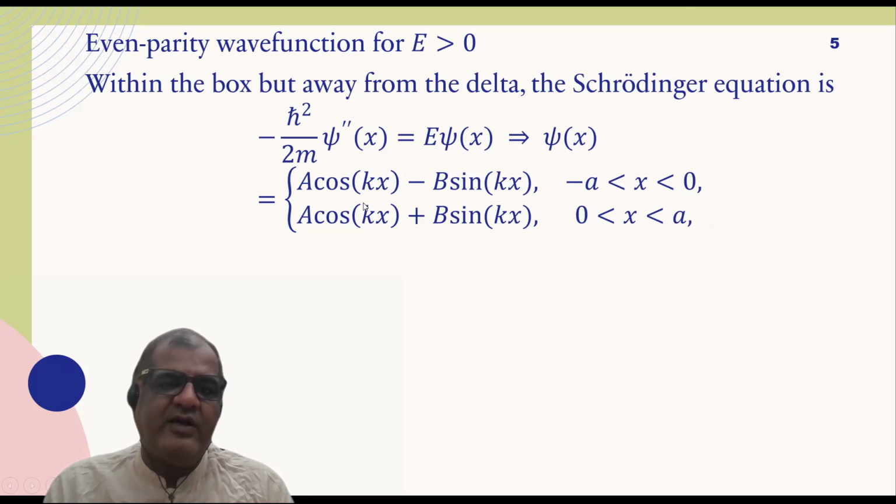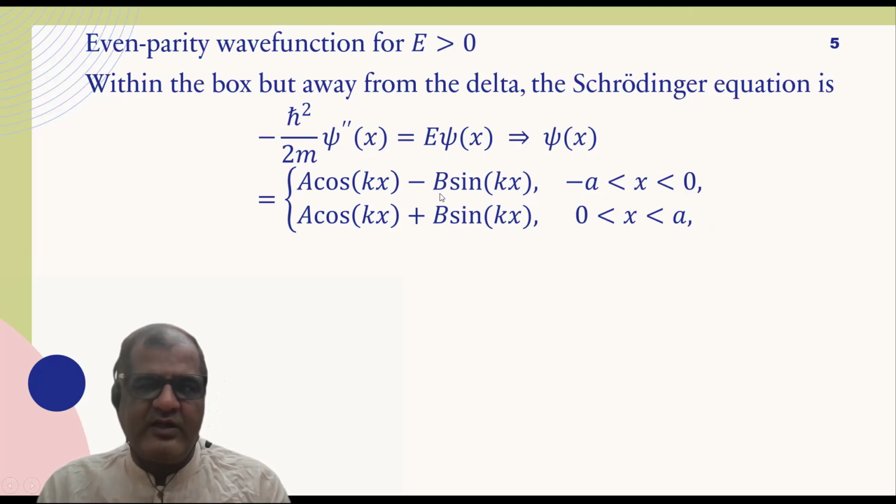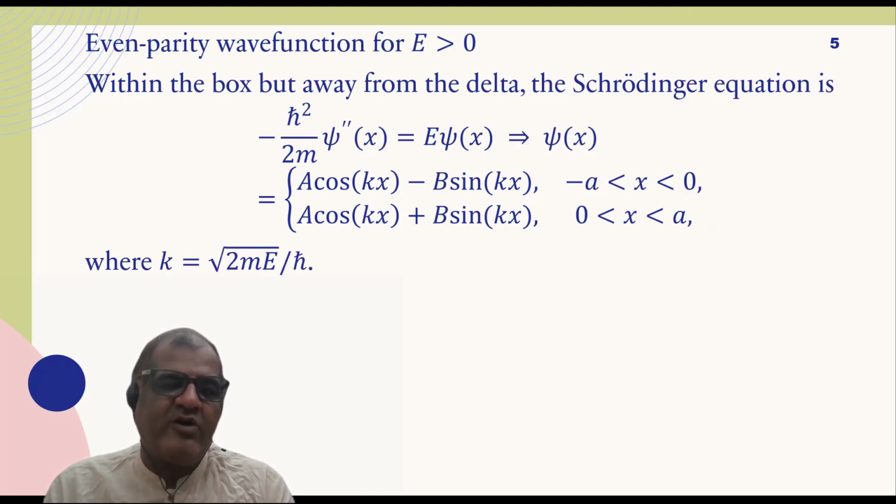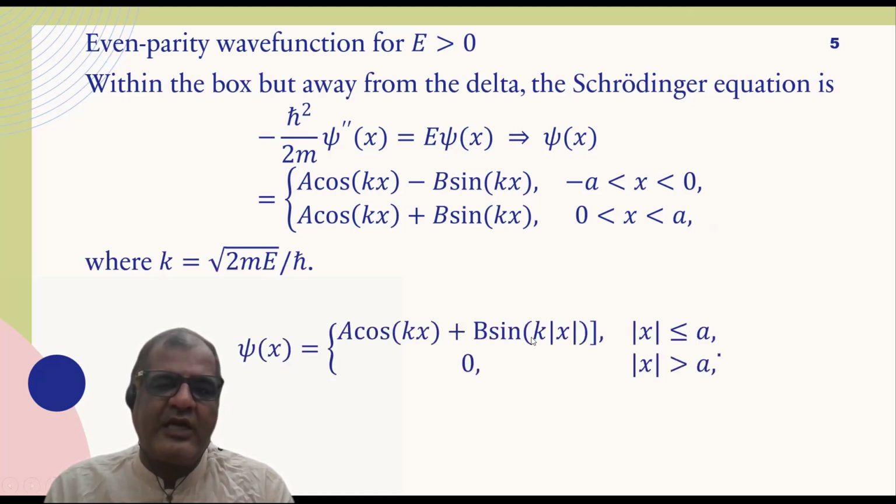If I draw this function, it is even with respect to the middle of the box. So your minus kx becomes plus. So this is the even solution of this equation. Now we want to find the values of A and B. For that, we can apply the boundary conditions. This wave function combined together can also be written like this, with B sin kx. You can also write A sin kx and B cos kx. Whatever way you want to write, you can write.